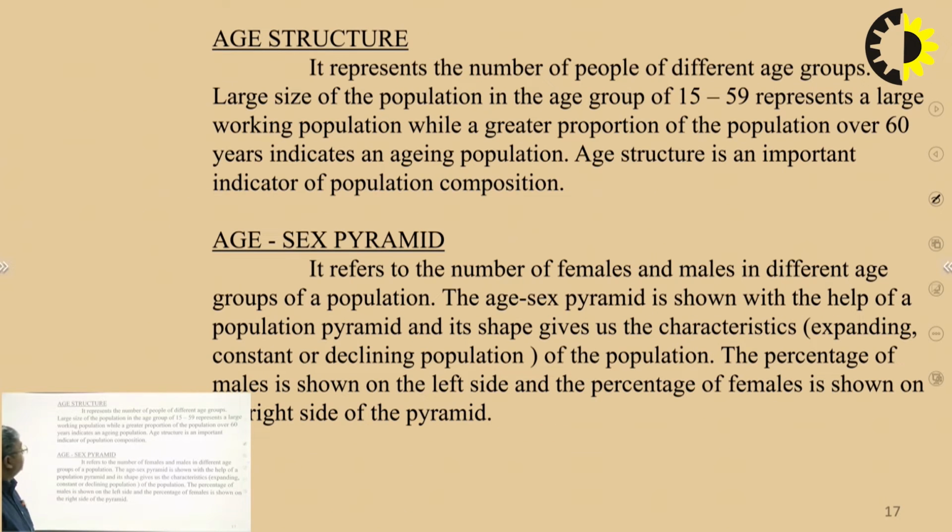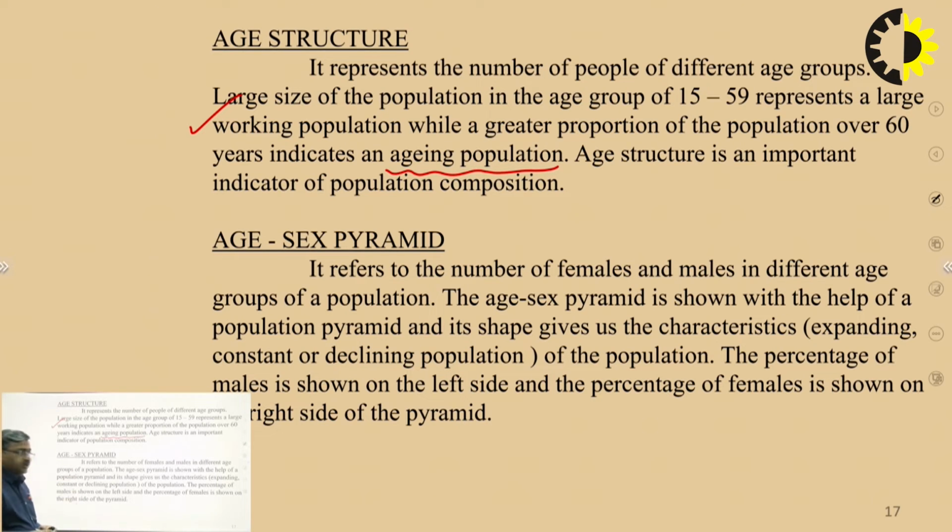Age structure. It represents the number of people of different age groups in a population. The age group of 15 to 59 represents the large working population, while a greater portion of the population over 60 years indicates an aging population. The age structure is an important indicator of the population composition.